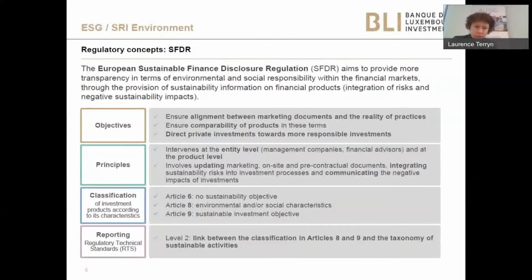Article 6 is no sustainability objective. Article 8 is in the middle, so it's classical, what we call ESG, environmental and or social characteristics. It's globally ESG integrated in the process. And Article 9 is really an objective of sustainable investment, what we commonly call impact funds. The reporting part is quite important. We are coming to level 2, where the link will be made between the classification in Article 8 and 9 and the taxonomy of sustainable activity.